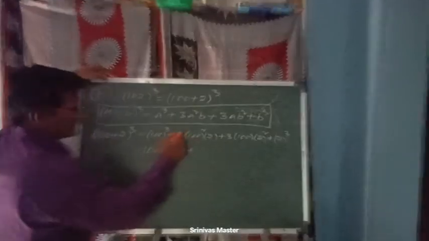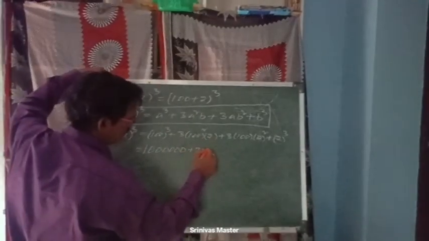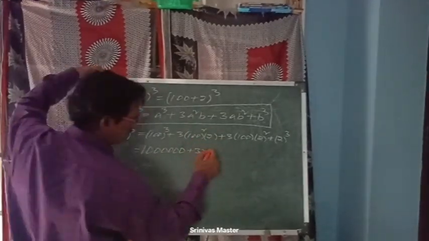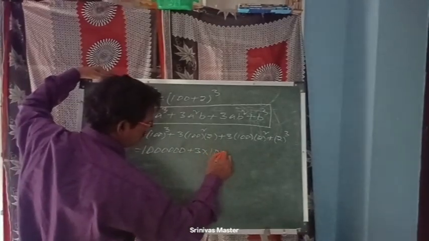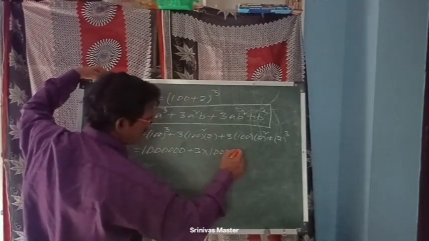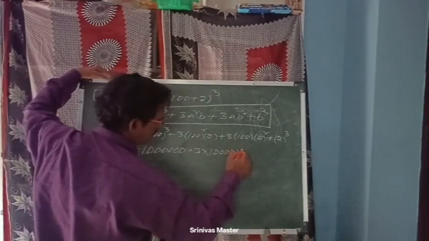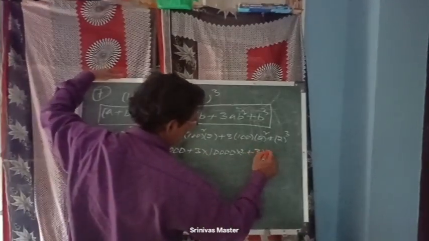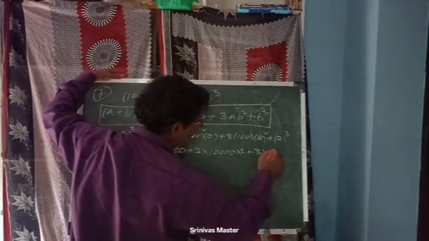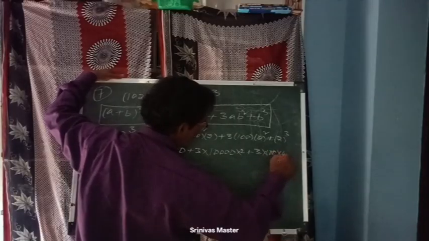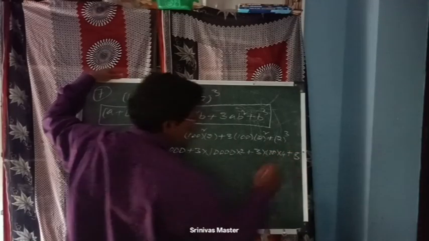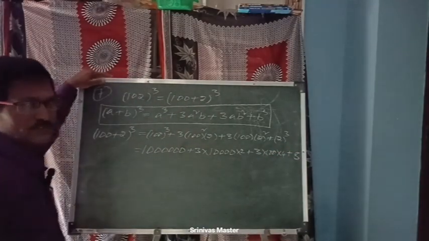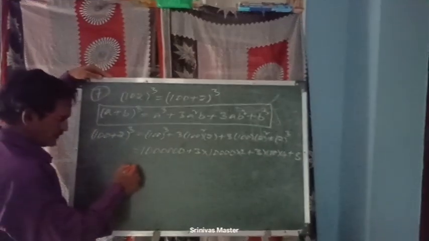Plus 3 into 100 whole square. That means 1 after how many zeros? 4 zeros. Into 2 plus 3 into 100 into 4 plus 2 cube. 2 cube means how much? 8. 2 into 2. Now we can open.